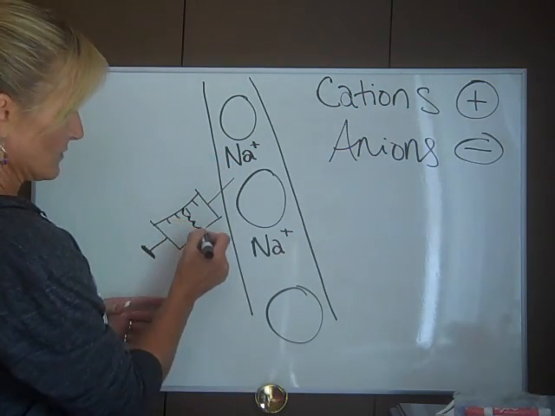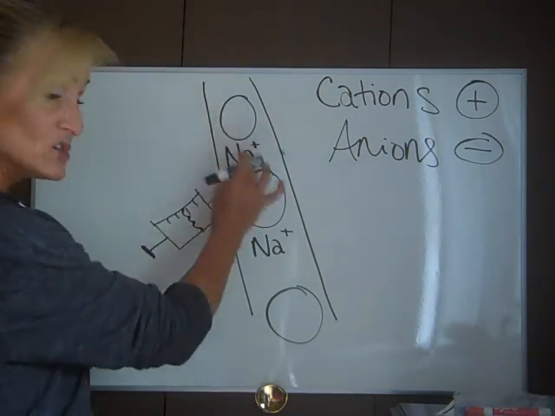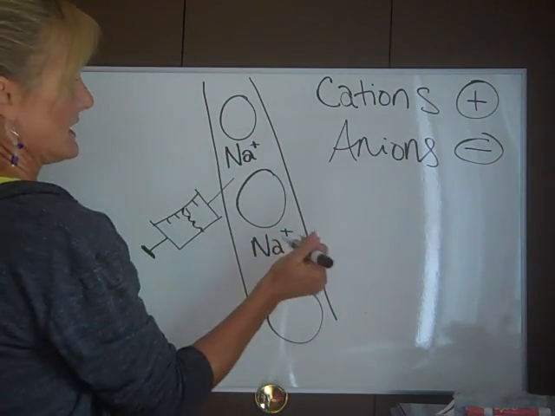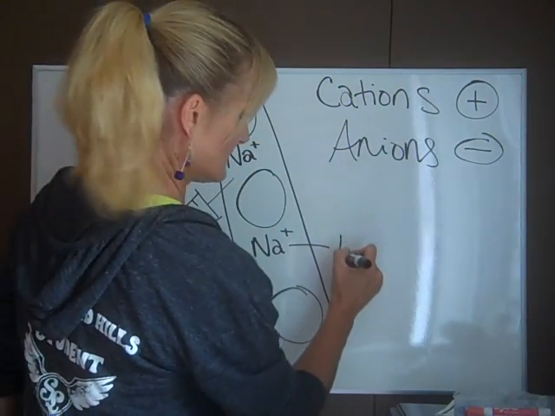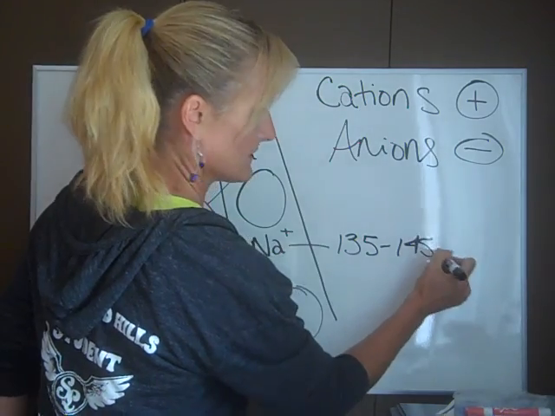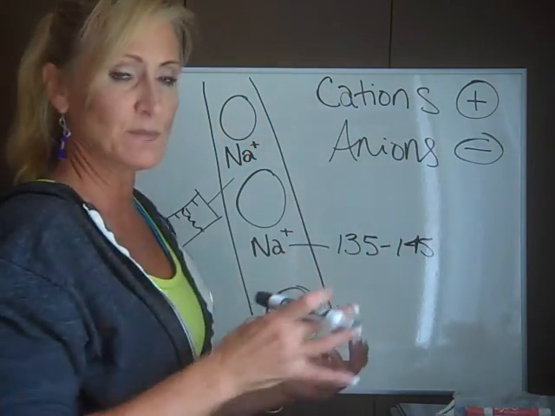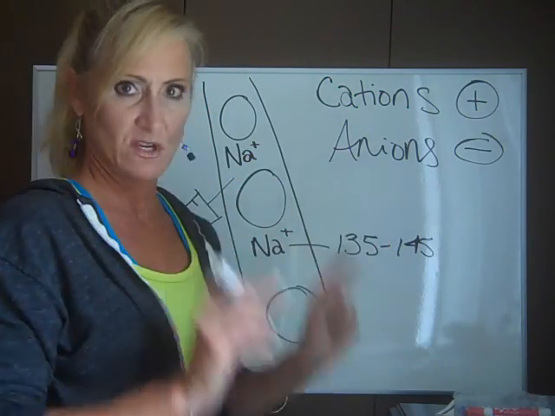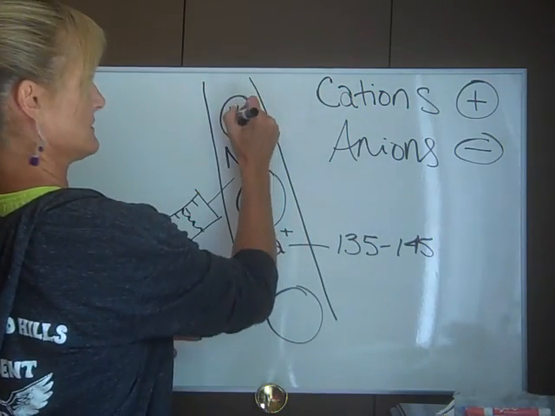So what I'm going to tell you, these normals are what's coming out of the serum, and the major cation in the extracellular fluid is sodium, and your normal sodium, you have to memorize these, is 135 to 145 milliequivalents. Okay, you do have some sodium inside, but it's not a lot because it's predominantly on the outside. Your major intracellular cation is potassium.